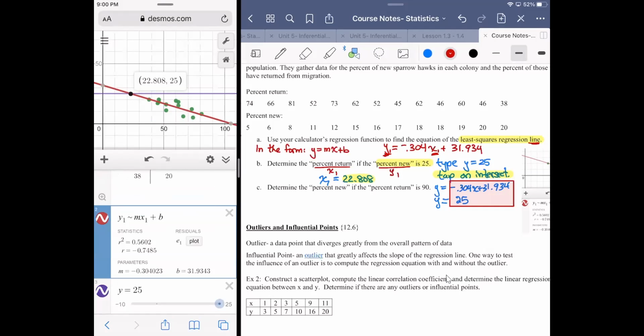And is it the same for percent new, with the y and the little 1? So that's the other way around, because here we're talking about percent new. I'm sorry, y1 is the one that we're looking for, where x1 is the one that's given to us.